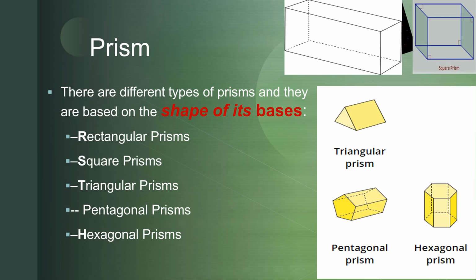This is prism. There are different types of prisms and they are based on the shape of its bases. Now, if you take a look at the shapes, you discover that the first one, which is just right above, is a rectangular prism because the shape of its base is a rectangle. The other one is a square prism. We have triangular prisms, we have pentagonal prism, and we have hexagonal prism.